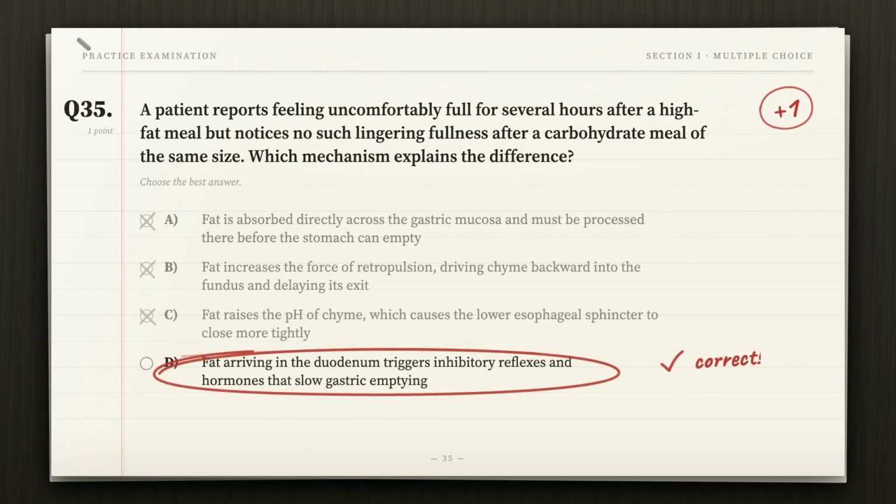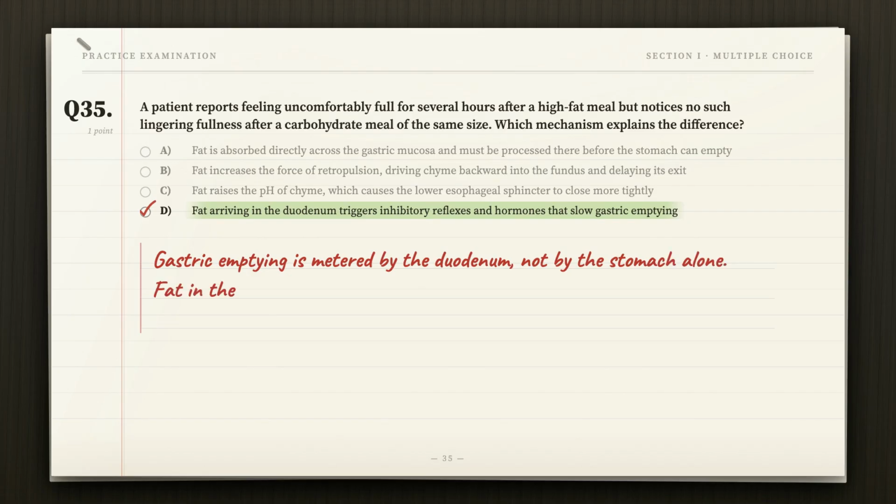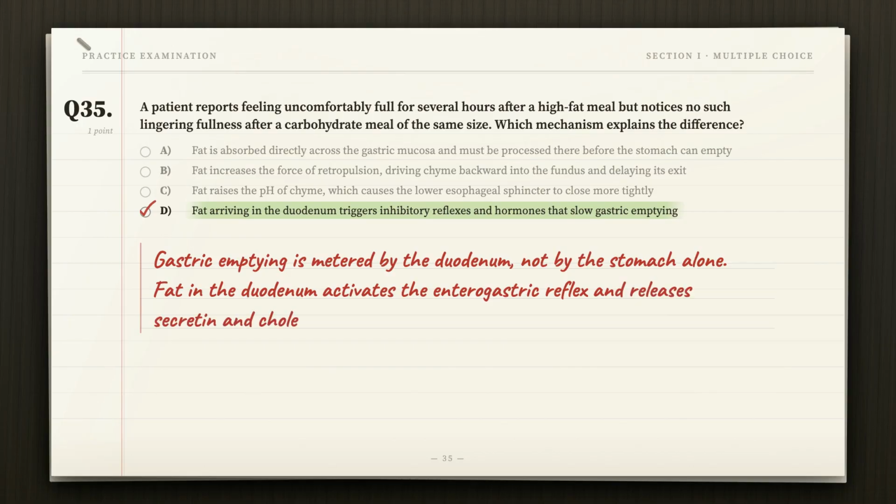The correct answer is D. Fat arriving in the duodenum triggers inhibitory reflexes and hormones that slow gastric emptying. D is correct because gastric emptying is mediated by the duodenum, not by the stomach alone. Fat in the duodenum activates the enterogastric reflex and releases secretin and cholecystokinin, both of which slow gastric secretion and emptying so the intestine has time to emulsify and digest the fat. Fatty meals therefore empty the slowest of all meal types.